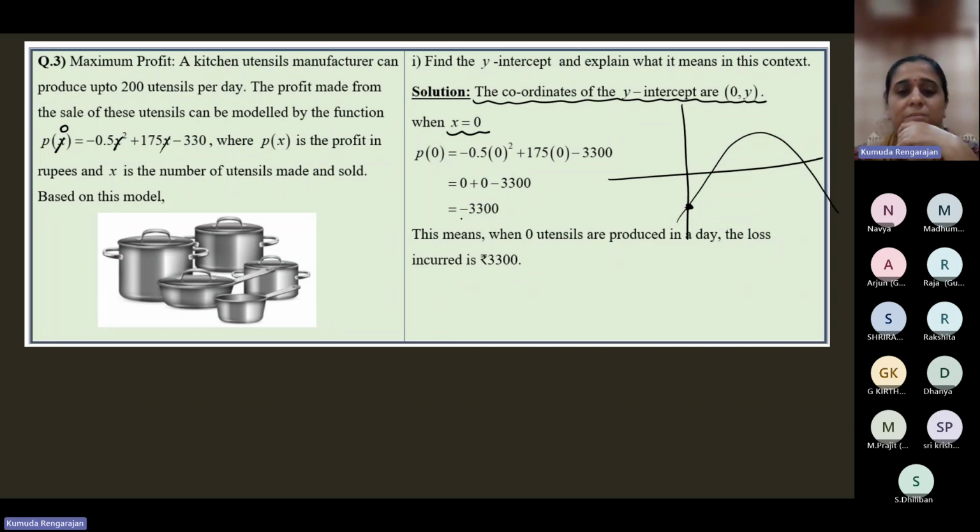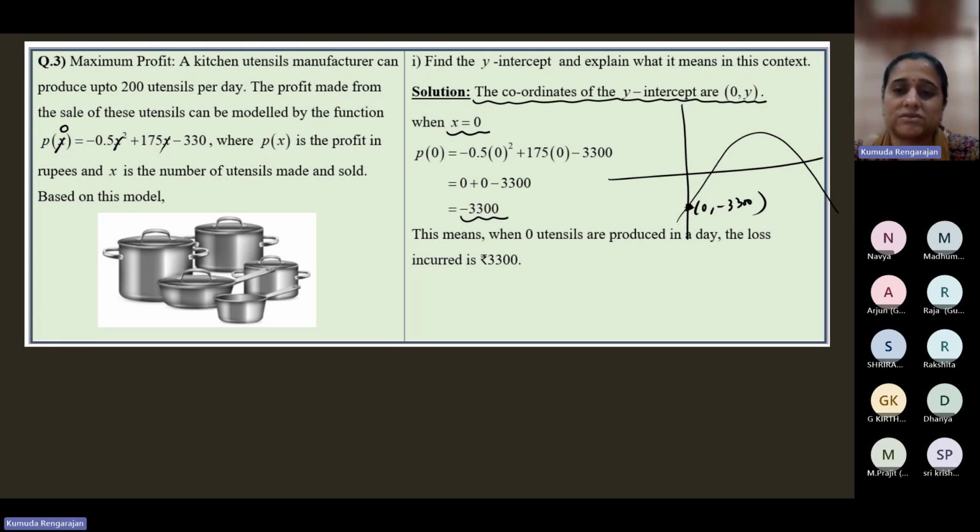And find the value: minus 3,300. So that means this point is (0, -3,300). Okay, but what does it mean in this context?